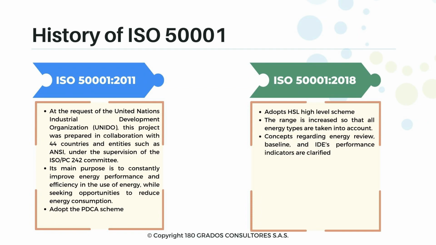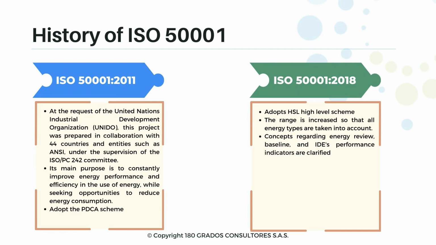Its main purpose was to continually improve energy performance and energy efficiency while seeking opportunities to reduce energy consumption. The original ISO 50001 in 2011 adopted the Plan-Do-Check-Act (PDCA) scheme, a systematic process for achieving continuous improvement. However, seven years later, in line with the usual ISO update cycle, the ISO 50001 version 2018 was released.